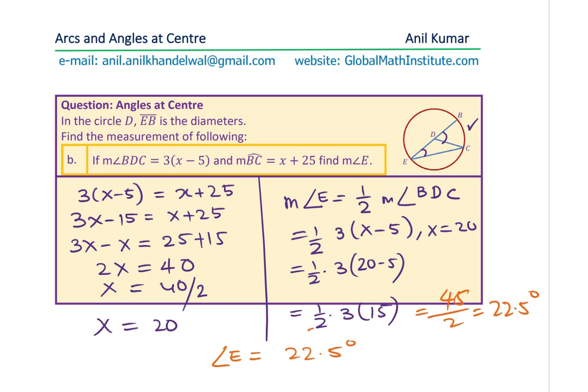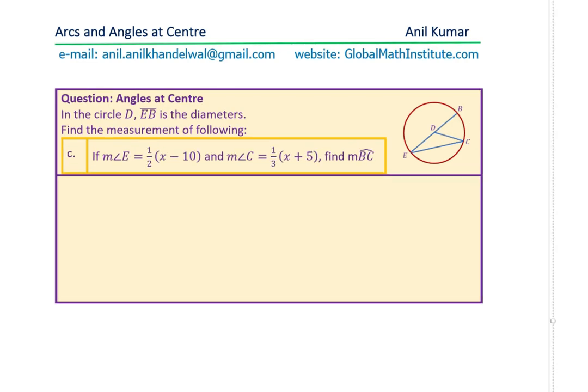But here is the concept that this angle E is subtended on the circumference, and therefore it is half the measurement of the central angle. So this is a very important thing which helps us to relate the two angles and then find the solution. So I hope this part is clear.